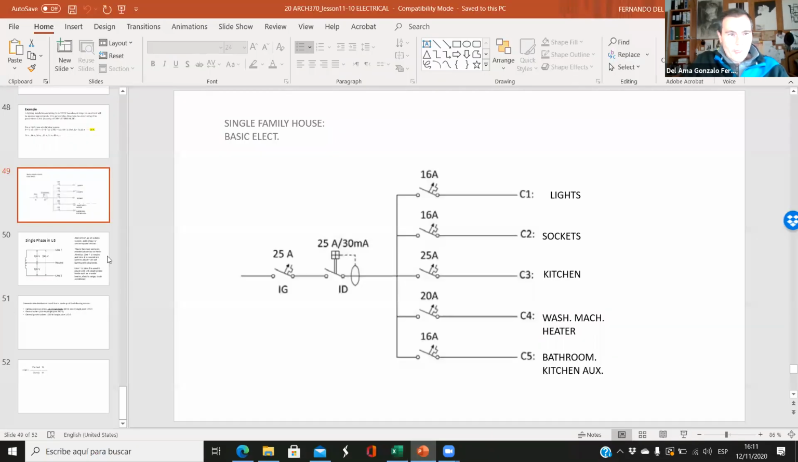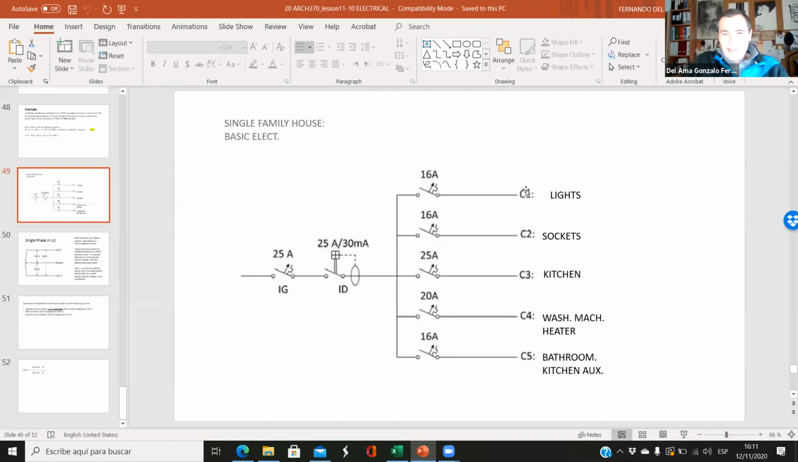And well, this is what we did last time, last Tuesday. You remember that this is a single line diagram, an electric diagram. The only thing we need to understand is that this can be a distribution board. If it's a single family house, it's quite simple. We only need to divide this into different circuits.